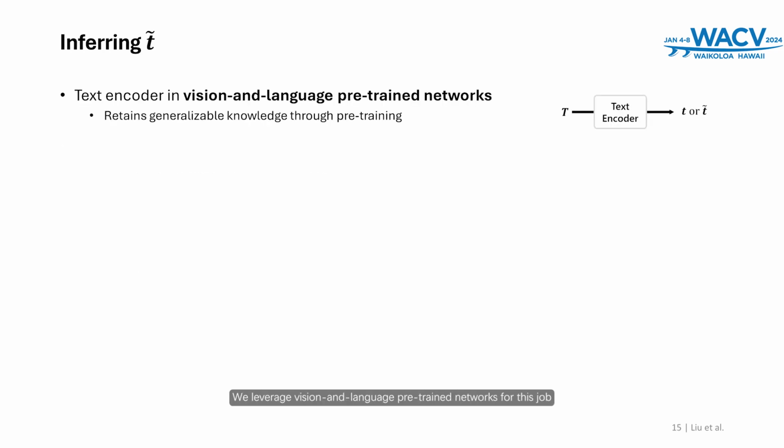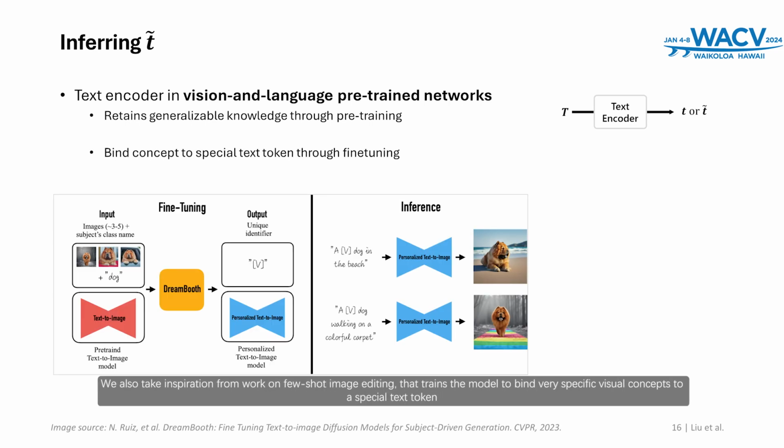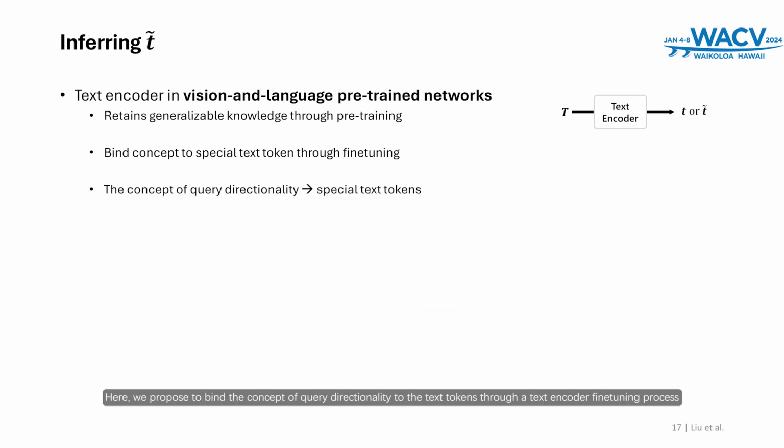We leverage vision and language pre-trained networks for this job. Our intuition is that such networks retain generalizable knowledge through pre-training and therefore can be fine-tuned to complete the semantic reversal of the text. We also take inspiration from work on few-shot image editing that trains the model to bind very specific visual concepts to a special text token. Here, we propose to bind the concept of query directionality to the text tokens through a text encoder fine-tuning process.